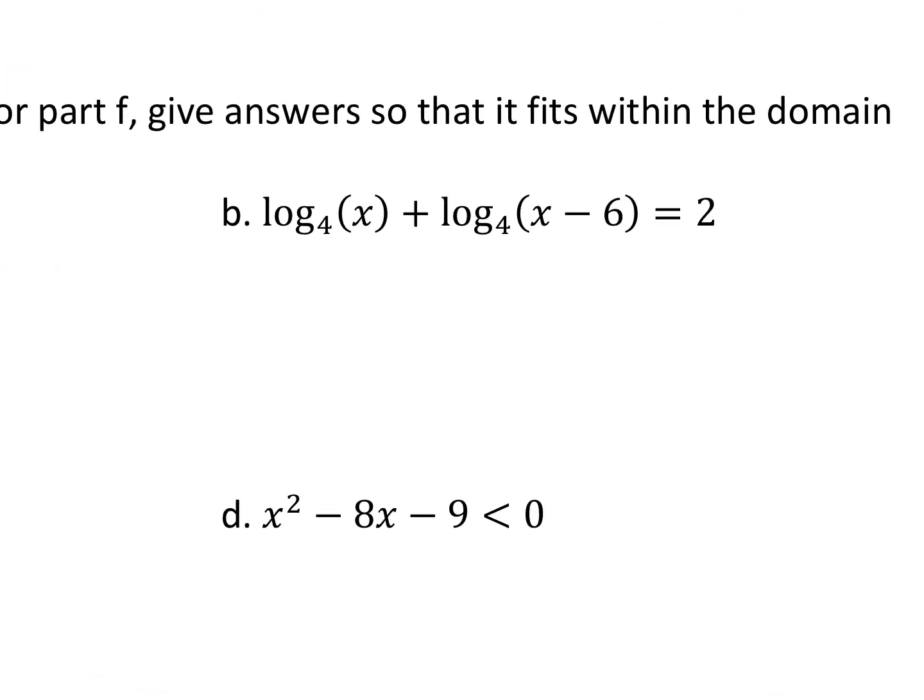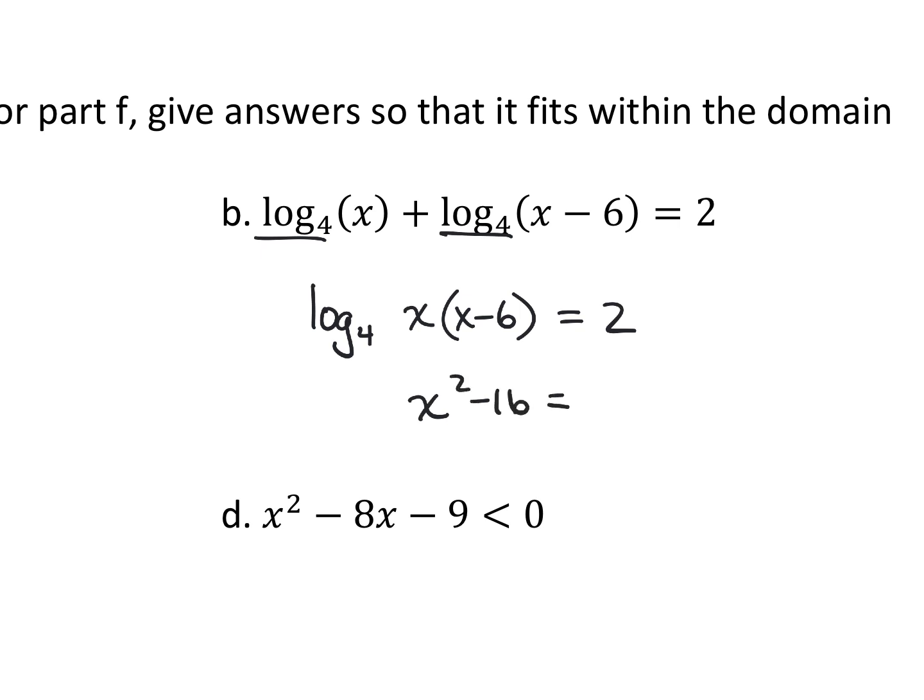In a problem like this, what I notice first is that I have 2 separate logs. So if I want to rewrite this using exponent rules, I'm going to have to condense this before I do that. So in this particular problem, I'm going to have the log base 4 of x times x minus 6 all equals 2. So I've condensed those 2 logs into a single log, and now I'm going to rewrite this using exponent rules. So I'm going to distribute. I'm going to have x squared minus 6x, and then on the other side of my equation, I'm going to have 4 squared, which is 16.